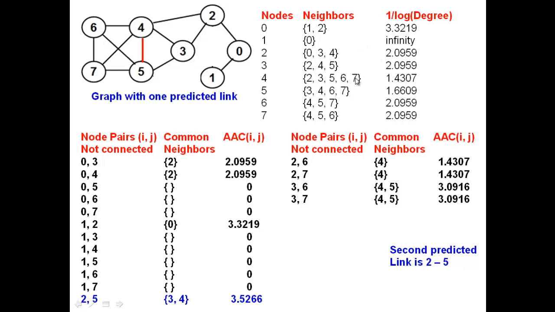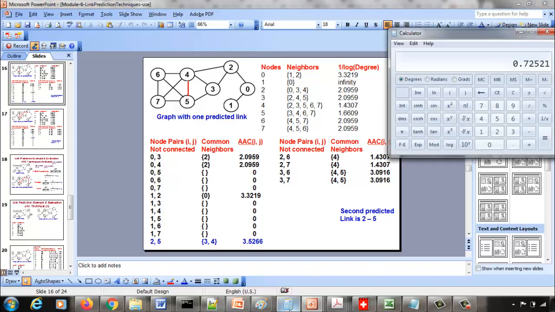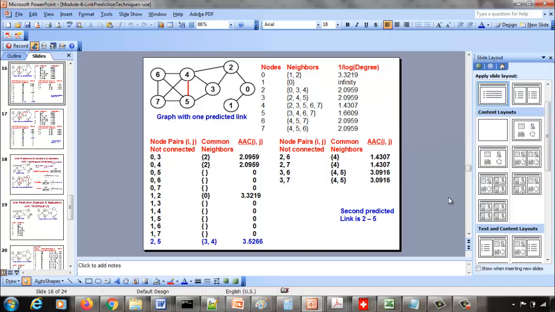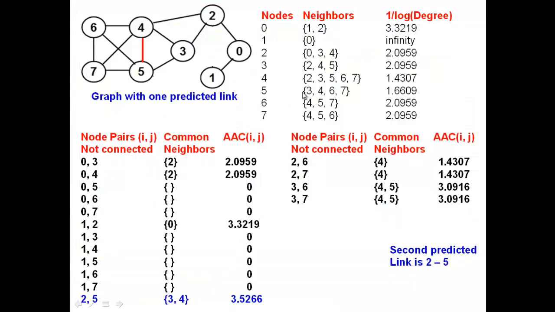So 1 over log 5, to the base 10, is 1.43067. And 1 over log 4 is 1.6609. Now again come up with all the node pairs that don't have a link on this graph with one predicted link, and again find the common neighbors.